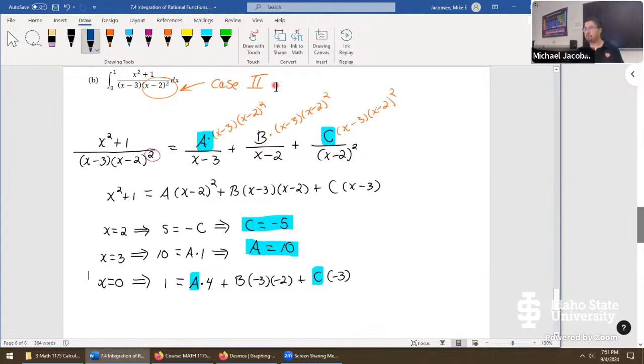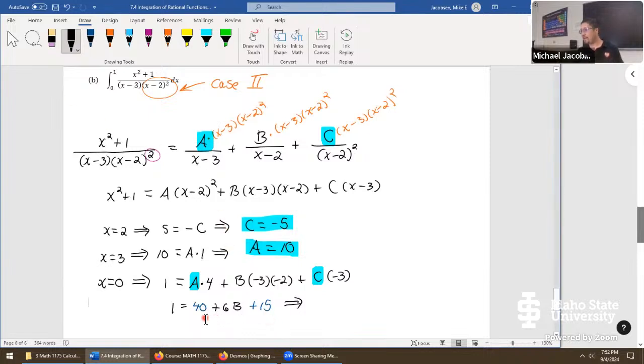So this case 2 wasn't so bad, but you can imagine if that power was like a power 3 or a 5, you would have to use system of equations to solve this one, because you start to lose enough equations where you can substitute in the prior information. So this one is just nice to run through. We have 1 equals a times 4, but a is 10, so that's a 40 in this location. This is going to be plus 6b. Let's see. C is a -5, so this is just a positive 15. And that equation definitely looks not so bad to solve.